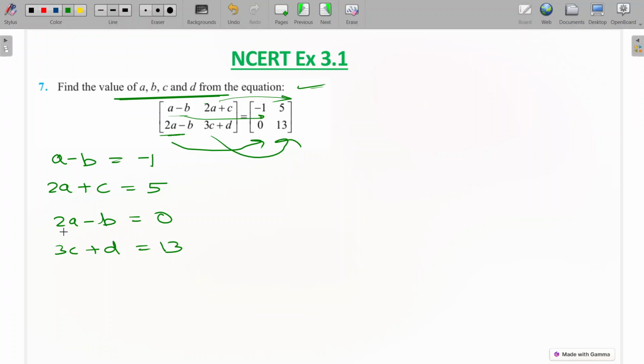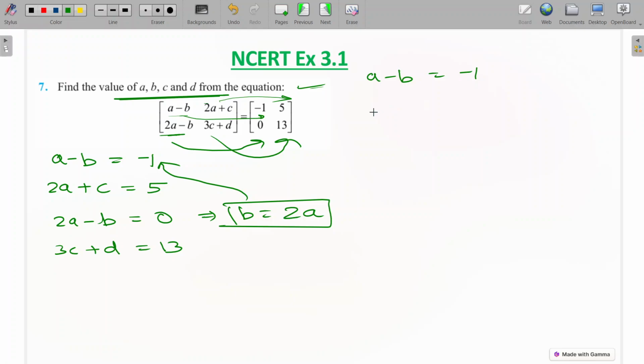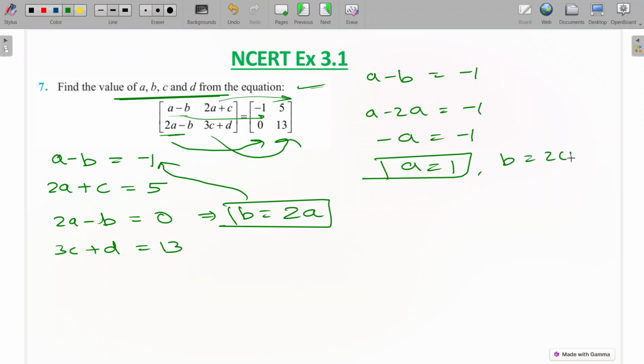Now let's summarize all the equations. From here we can see directly that b is equal to 2a. Now we can put this value in this equation to solve the value of a or b. So a minus b is minus 1. We can put b as 2a. A minus 2a is equal to minus 1. So minus a is equal to minus 1, or a is equal to 1. Now b will be equal to 2a, which is 2 into 1, equal to 2. Now a and b are done.